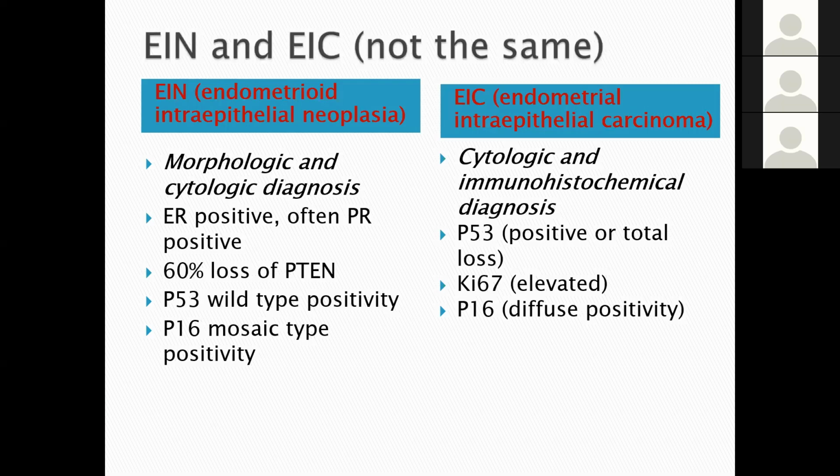So this is, again, the quick summary of EIC and EIN. And even the clinicians get confused. So they're going to call you and ask, okay, what do I do next? So the two are very different. EIN is endometrioid. It's a precursor of endometrioid adenocarcinoma. There are certain criteria. It has to meet both morphologic and cytologic criteria, and it has a size cutoff of how much? 1 millimeter.